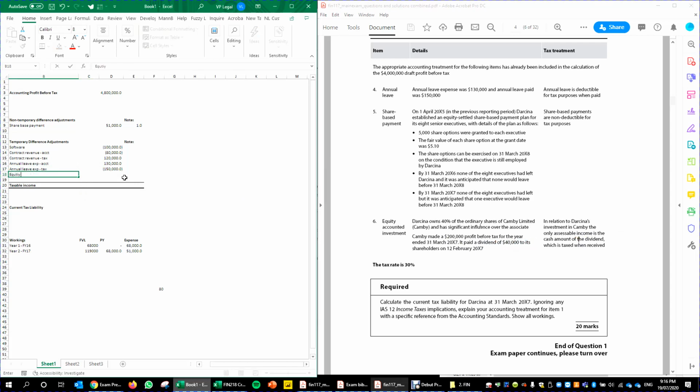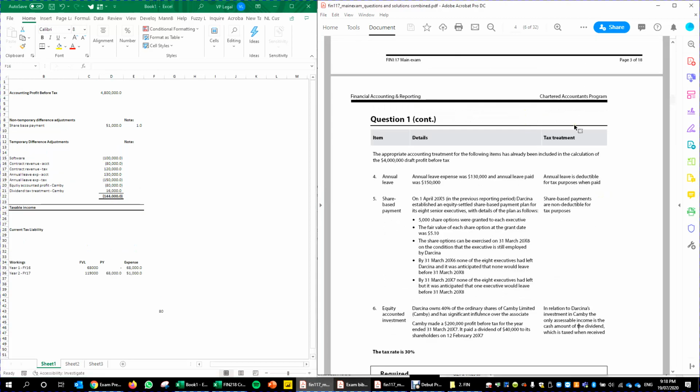So we'll go equity accounted profit. Well, sorry, we want to remove the profit, so we're going to go negative 80,000. And then we want to do dividend tax treatment, which we want to be equal to 40,000 times 0.4. So there's our correct profit.